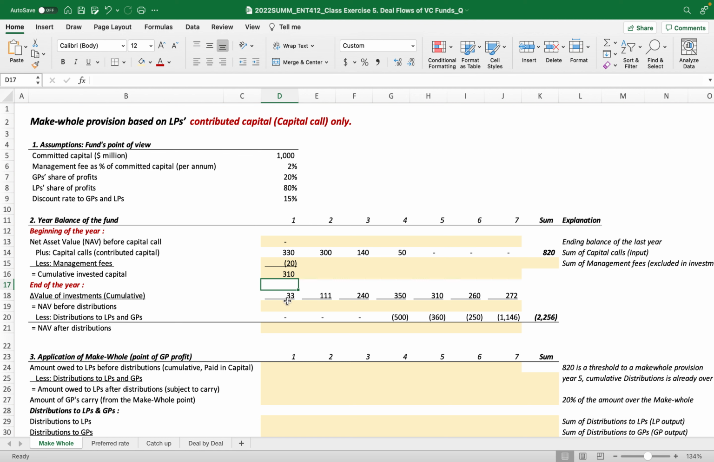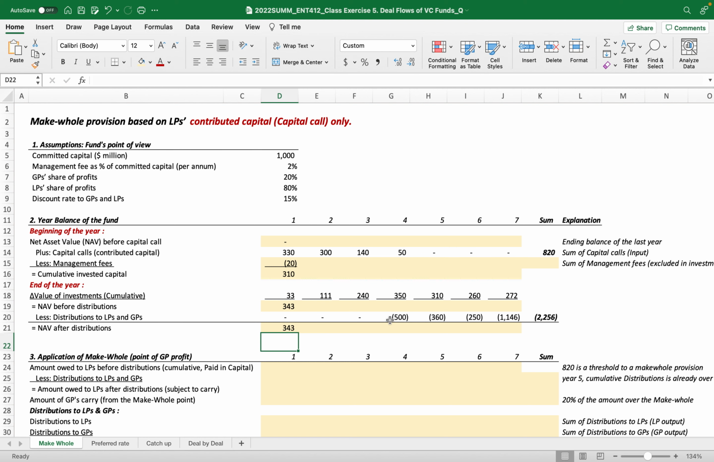At the end of the year, let's assume that throughout the year, this fund generates $33 million. So NAV is increased by 33, so 343. And then less distribution. We do not distribute any money to LPs and GP. We just started investing, right? So there's no distribution.